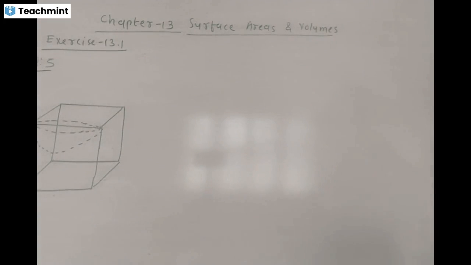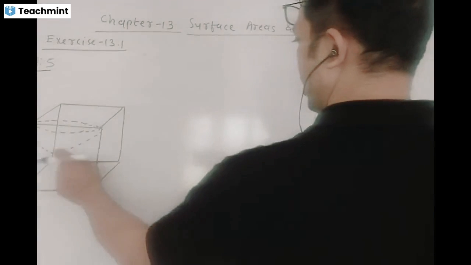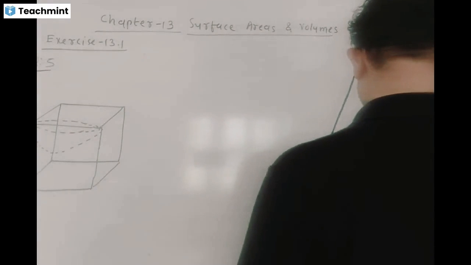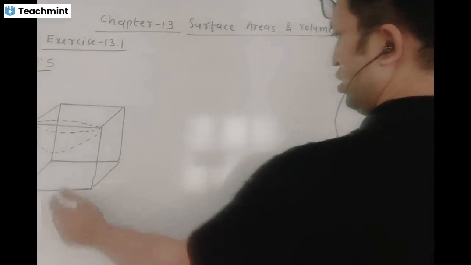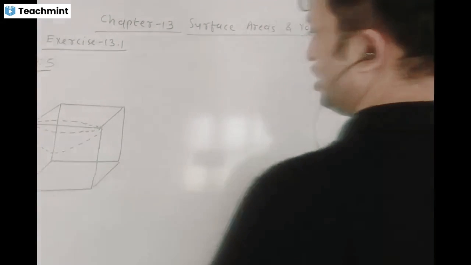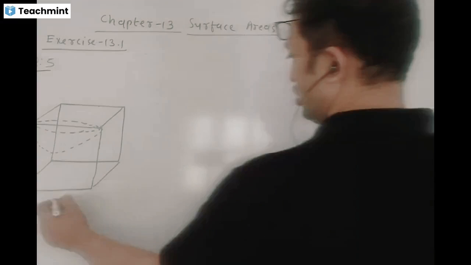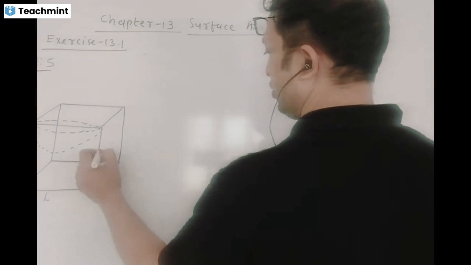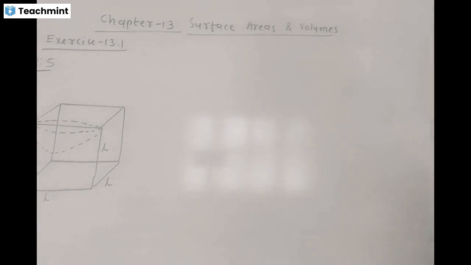Okay. A cubical box, a hemispherical depression is cut out from one face of the cubical wooden block. ऊपर के फेस से मैंने अंदर की साइड एक कट कर दिया है. And the diameter L of the hemisphere is equal to the edge of the cube. That is, the edge of the cube is L, length, breadth and height is L, and here diameter is also L.